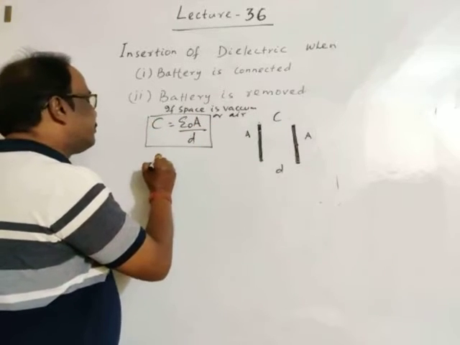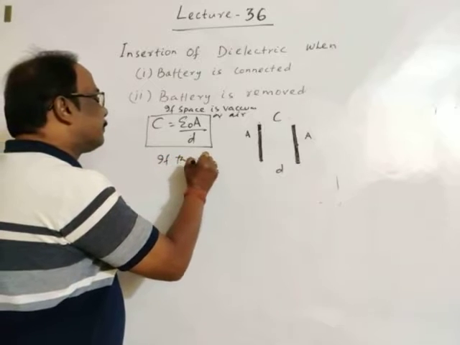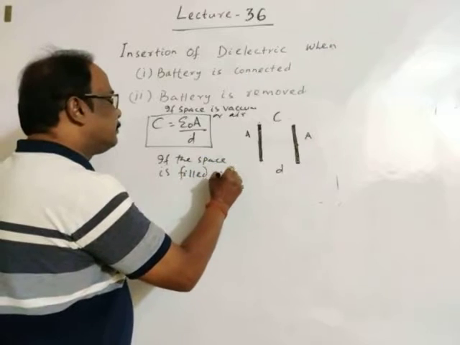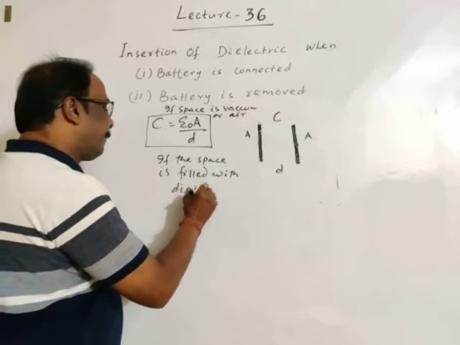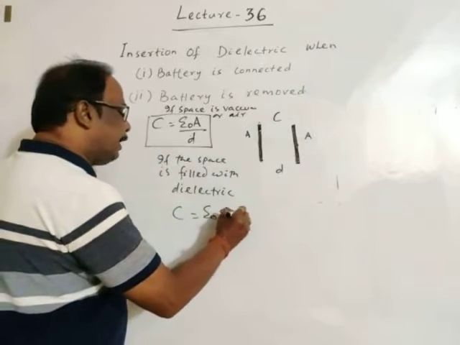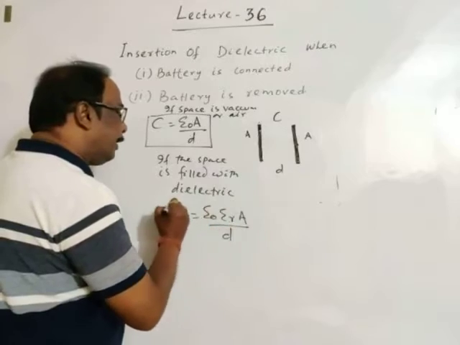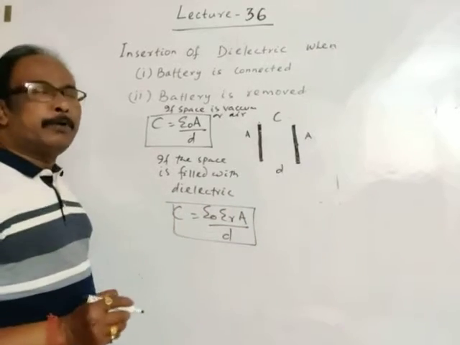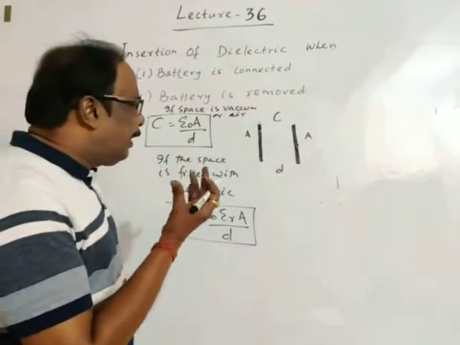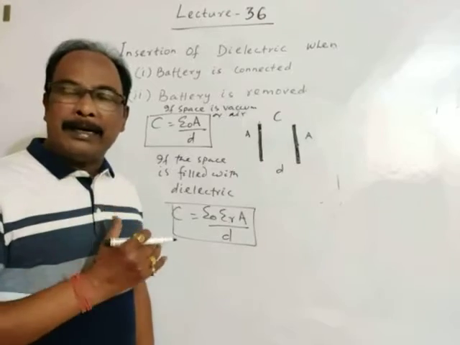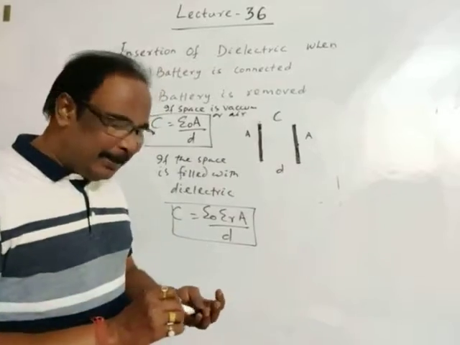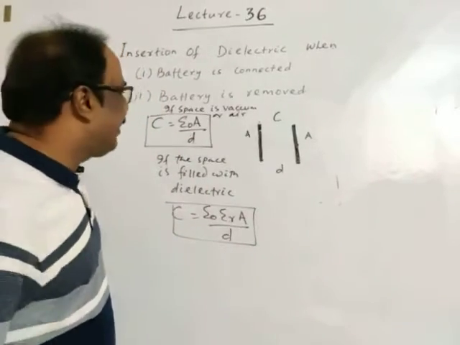And if the space is filled with dielectric, then capacitance is epsilon naught epsilon relative A divided by D. These concepts we have already derived. Now we will discuss what will happen if a battery is connected and what will happen if the battery is removed. So these are basic concepts, and we will return to this formula again.